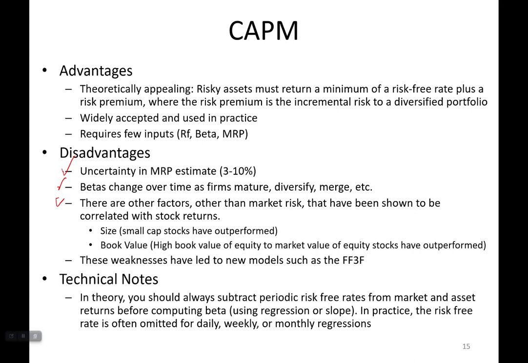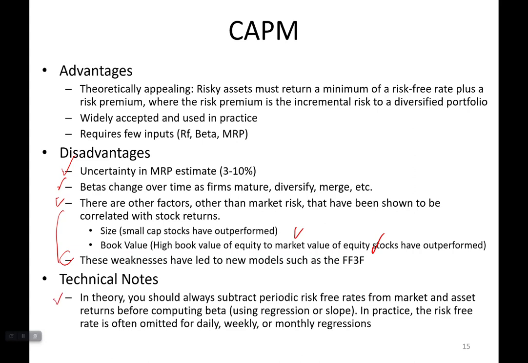For example, historically, small cap stocks have outperformed big cap stocks. And high book-to-market stocks tend to outperform low book-to-market stocks. So for some reason, the size of a firm matters and the book-to-market ratios matter, and that's not in the CAPM model, but it's been shown consistently to have an effect on stock returns. All right, so that's going to lead to a model I'm going to give you in a little bit called the Fama-French model, which is basically CAPM, and it adds a couple more factors for these.